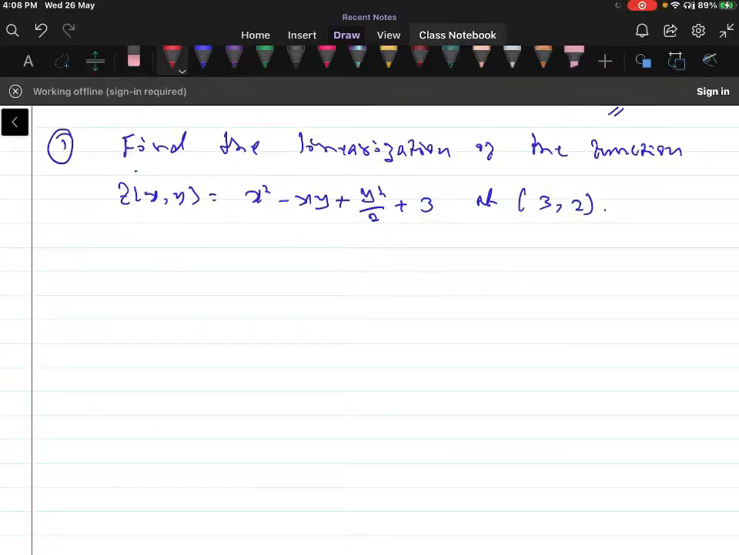Find the linearization of the function f equal to x square minus xy plus y square by 2 plus 3 at the point 3 comma 2. Let us move to the solution.